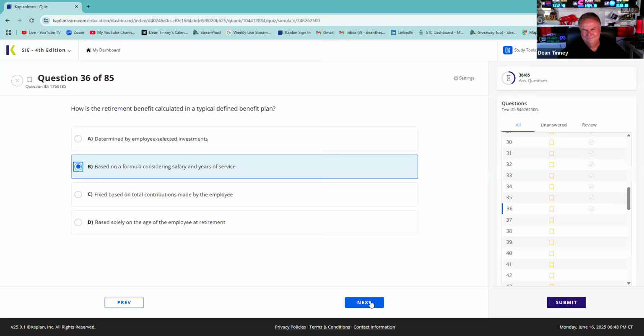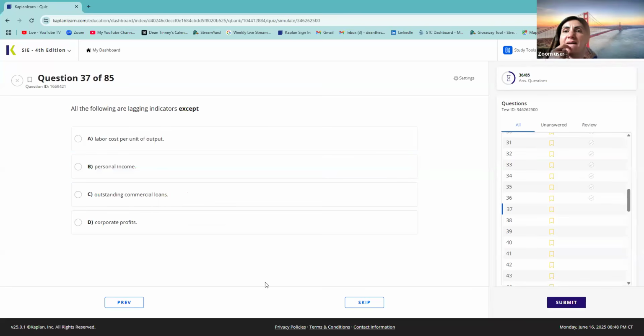All the following are lagging indicators except. So lagging indicators are the caboose, telling us where we've been in the business cycle. Leading indicators tell us where we're going. Coincident indicators tell us where we're at. So one of these is not a lagging indicator. Is that a commercial loan? Commercial loans would be a lagging indicator because outstanding people may default.